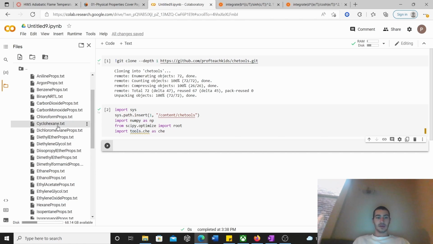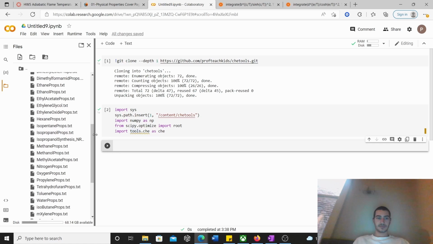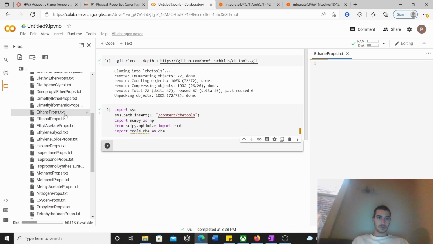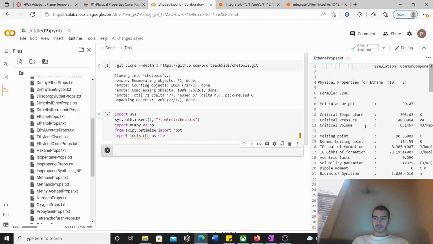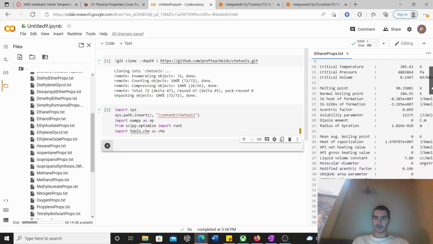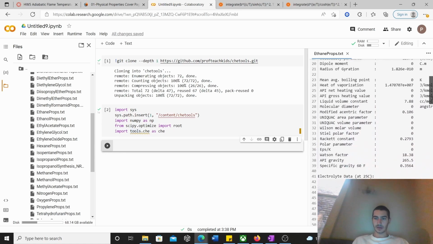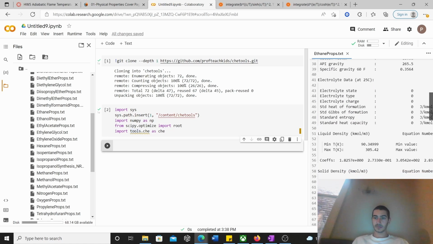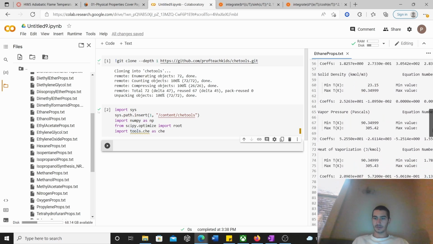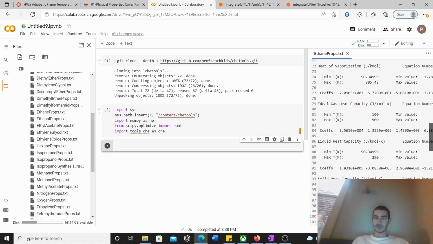We've achieved reading all of these different values. For example, if we were to open methane props, we see that it gives us all this information: the molecular weight, critical temperature, the heat of formation, and all of that goes on. If we keep scrolling down, we see the liquid density, solid density, vapor pressure, heat of vaporization, and we finally get to the ideal gas heat capacity.